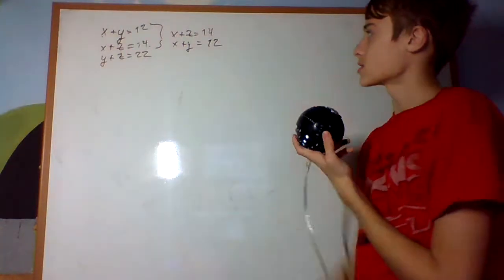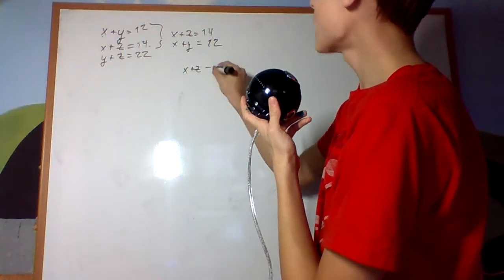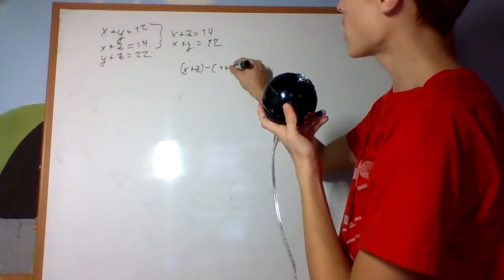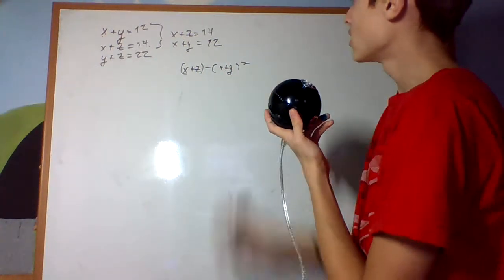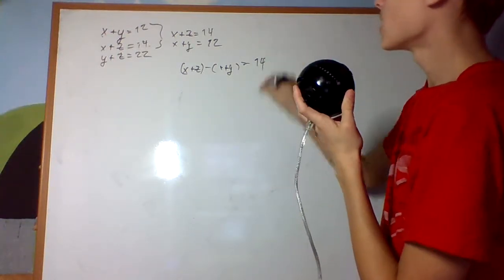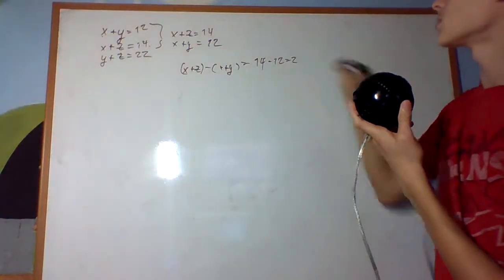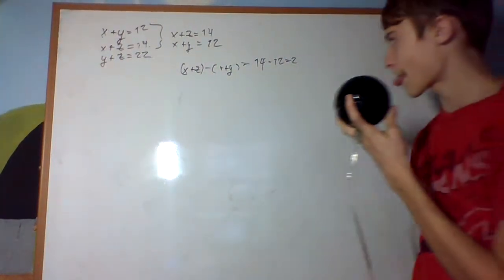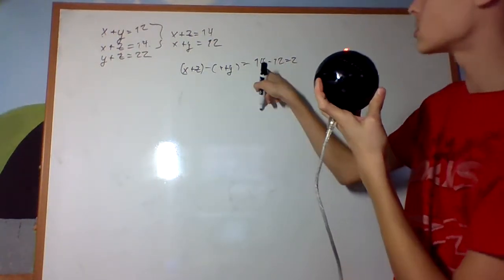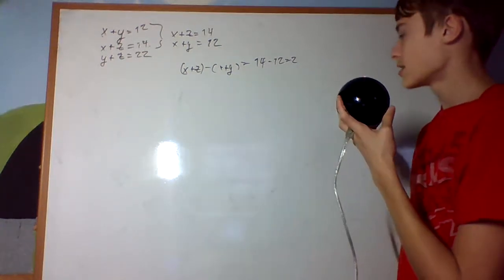Again, these are numbers. So what if I were to do x plus z as a number, minus x plus y as a number? Well, I know what x plus z is. It's 14. And I know what x plus y is. It's 12. So I get 2, because 14 minus 12, I substituted in for these two. Then I get 2 at the other end.